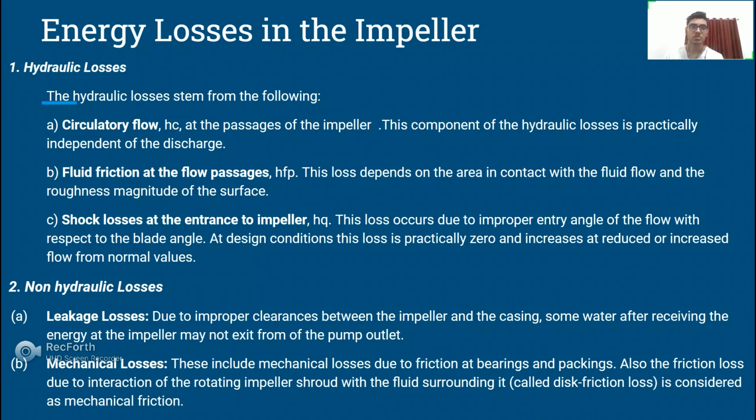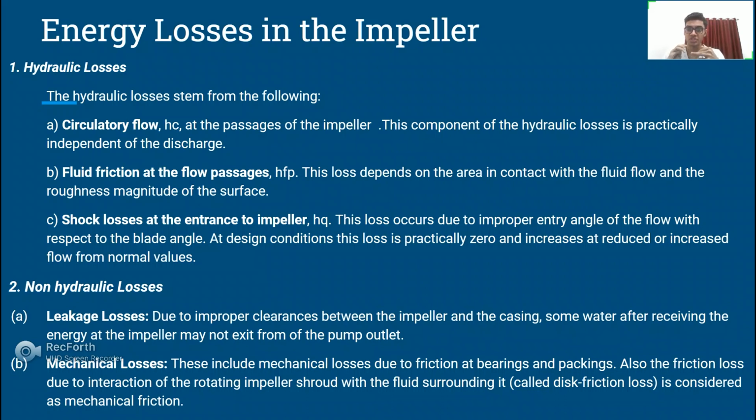So, energy losses in the impeller. The first one is hydraulic loss. The hydraulic losses stem from the following. First is circulatory flow, that is Hc, at the passages of the impeller. This component of the hydraulic losses is particularly independent of the discharge. The fluid friction at the flow passages, that is Hfp. This loss depends on the area in contact with the fluid flow and the roughness magnitude of the surface.